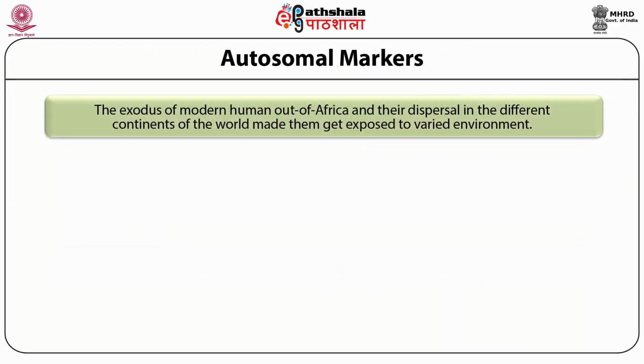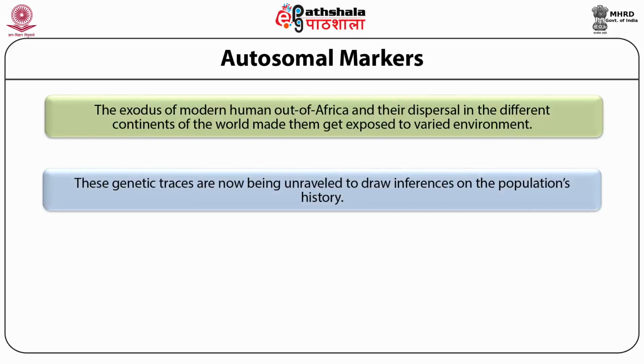The exodus of humans out of Africa and their dispersal in the different continents of the world made them get exposed to varied environments. This included both physical and chemical changes. The metabolic machinery of Homo sapiens adjusted to the alterations in the environment, leaving genomic imprints in its underlying genes. These genetic traces are now being unraveled to draw inferences on population history. Demographic changes in history are inferred by modifications that have occurred across the genome, while genetic adaptations are traced by studying signatures of selection which are localized in the genome.